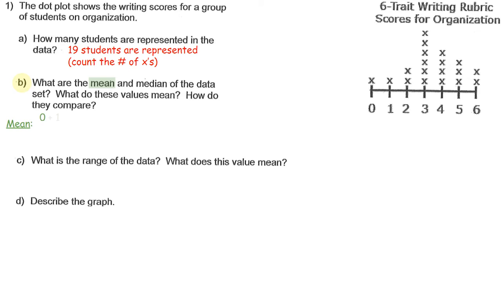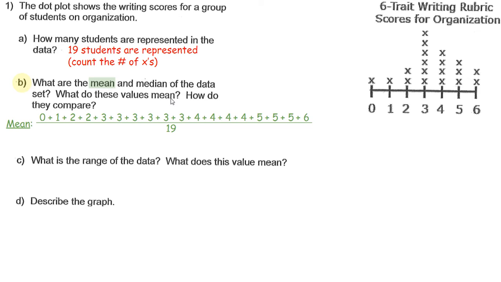So you have 0, 1, 2, 2, 3, 3, 3, 3, 3, 3, 4, 4, 4, 4, 5, 5, 5, a 6, and another 6. And how many times did that happen? There was 19 of them.